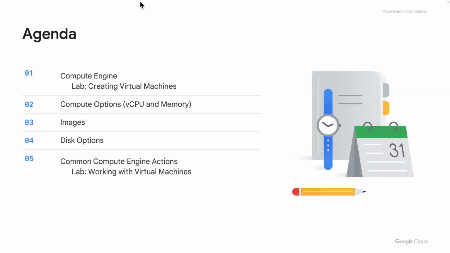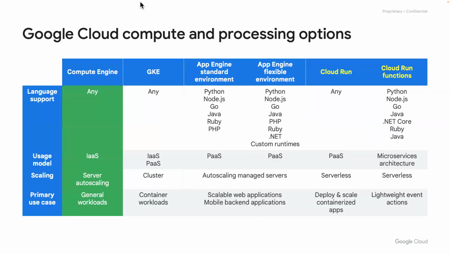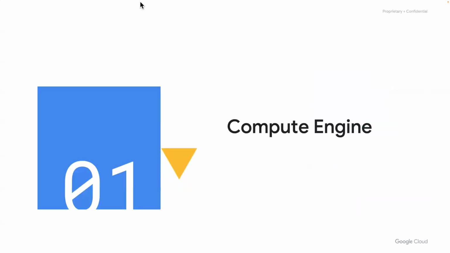This is our agenda: creating virtual machines, then compute options, CPU, memory, images, and a lot of other subtopics. Compute Engine is nothing but GCE, Google Compute Engine. It is always called GCE, Google Compute Engine.